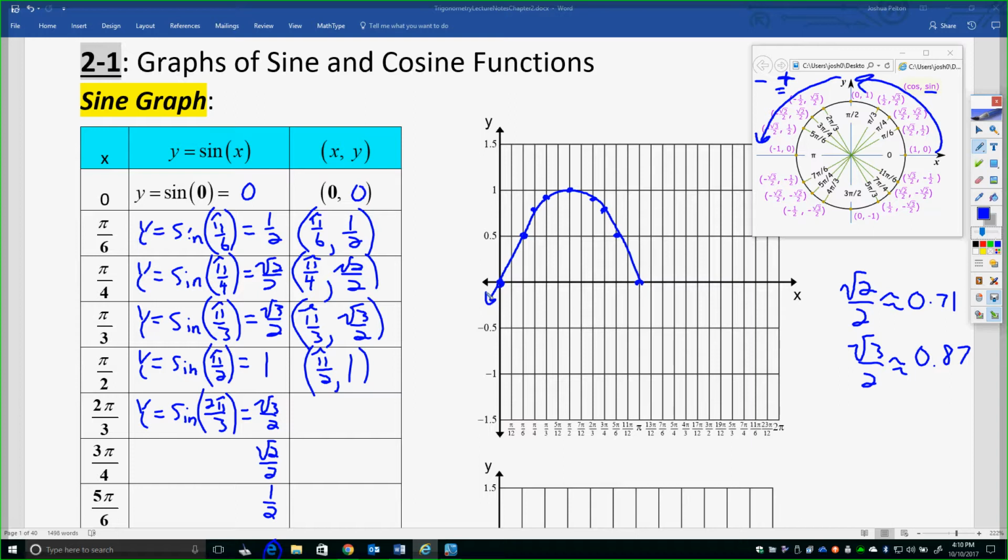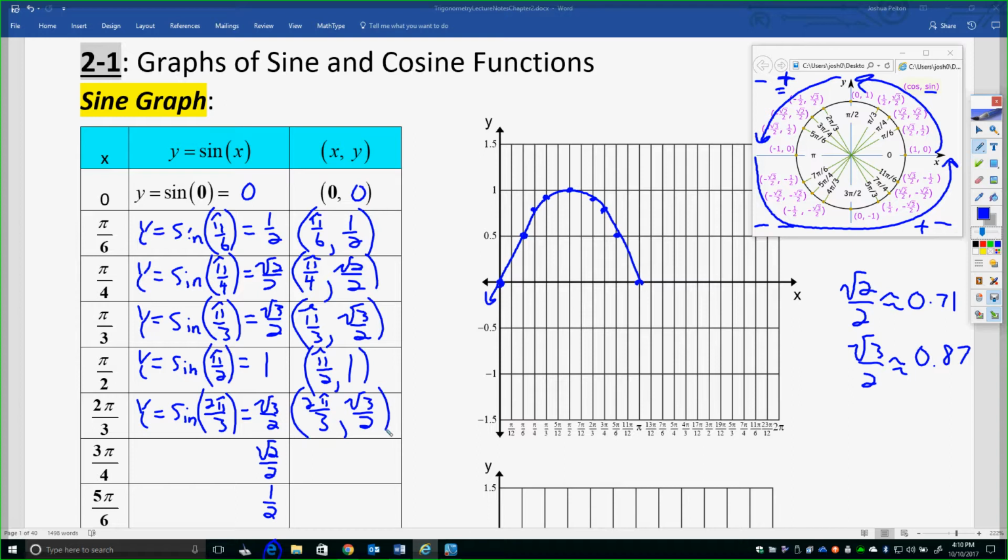And we notice when we get down to here, now it repeats itself, but now they're all negative, because this is the negative, negative quadrant and the positive, negative quadrant. So you can keep filling out the table as you go, but now they just become negative answers. Okay, so we can fill these in. 2 pi over 3, root 3 over 2.